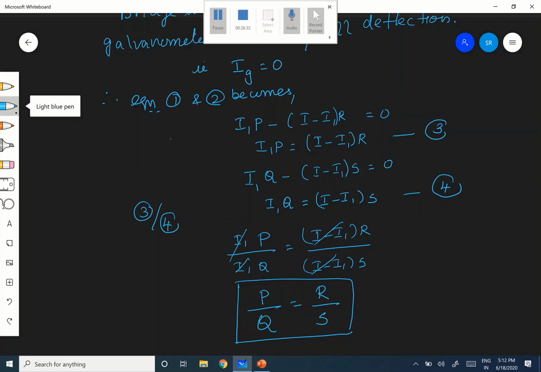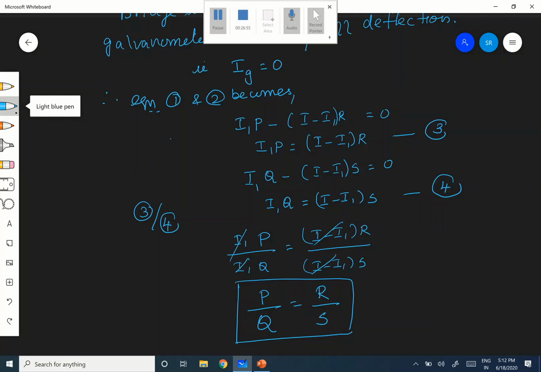You may be asked, what is Wheatstone principle? When four resistors are connected in the form of a bridge, the bridge is said to be balanced only when there is no current through the galvanometer. That will be attained only when P by Q is equal to R by S.